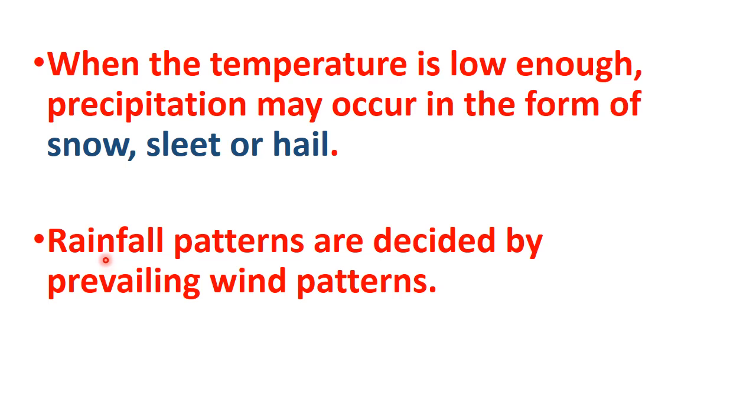And the patterns of rainfall, they are decided by which factor? They are decided by the prevailing wind patterns. Okay, so the patterns of the wind will decide the pattern of rainfall, depending on in which direction the wind is blowing. So the pattern of the rainfall will be dependent upon the pattern of the wind. So this was about rain.